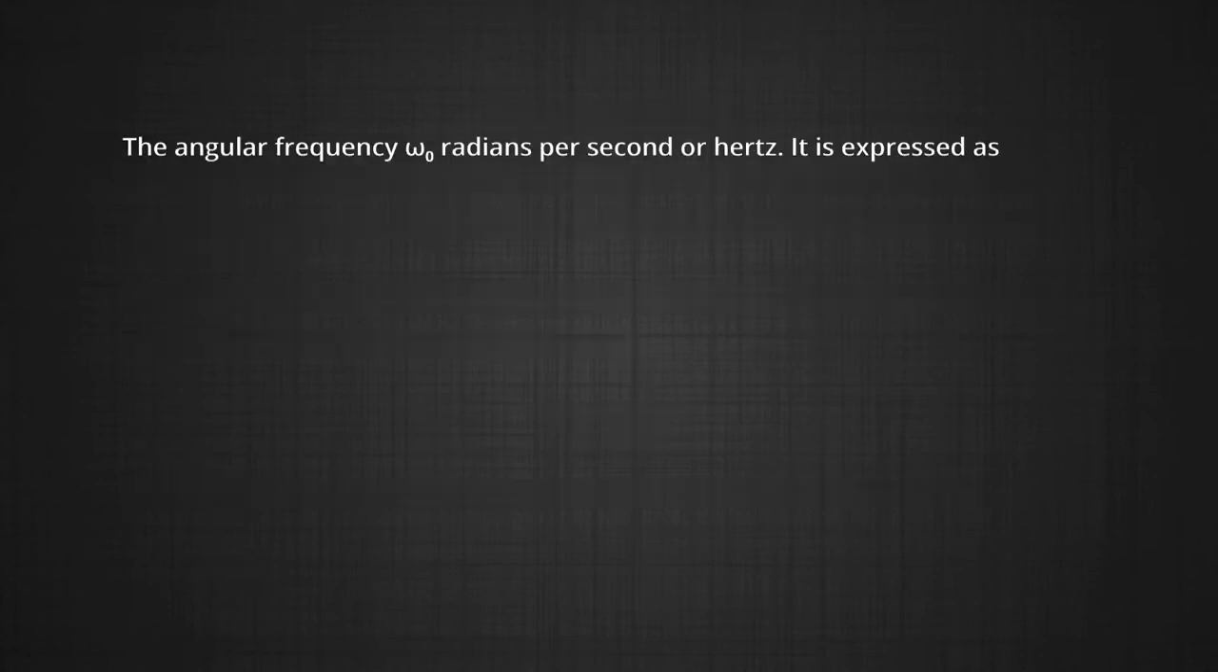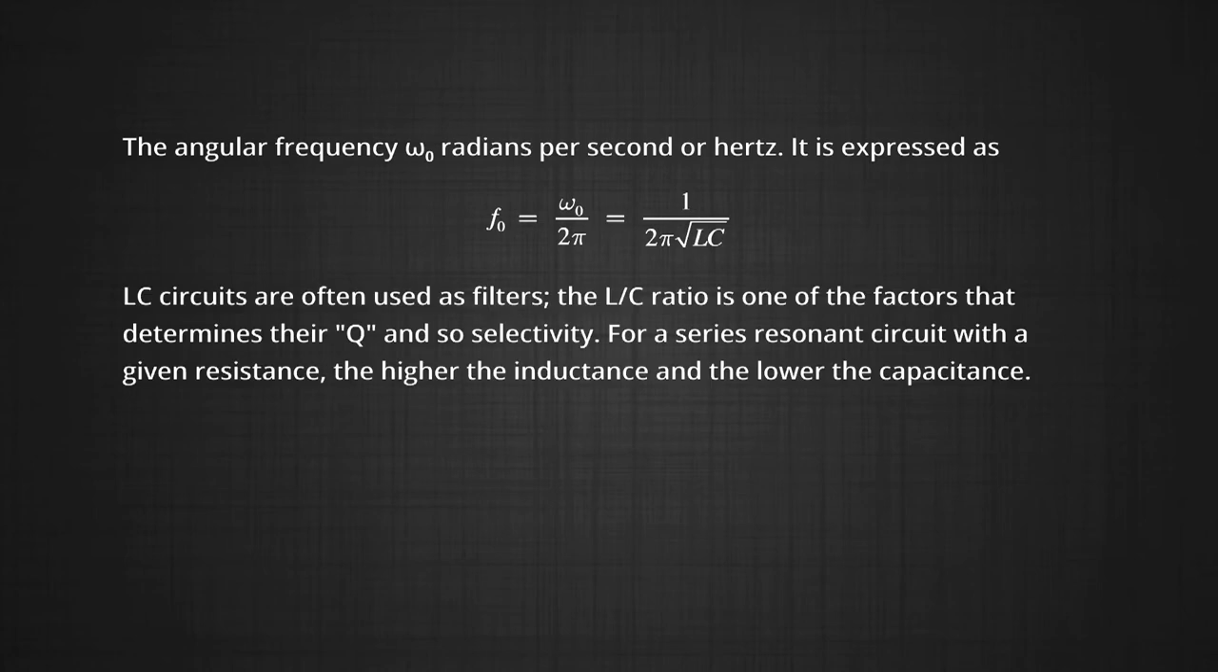The angular frequency omega naught is measured in radians per second, and frequency is also measured in hertz, and it is expressed as f naught is equal to omega naught divided by 2 pi, that is equal to 1 upon 2 pi under root LC. LC circuits are often used as filters, that is the L by C ratio is one of the factors that determines the Q factor, that is quality factor, and so selectivity. For a series resonant circuit with a given resistance, the higher is the inductance and the lower is the capacitance.